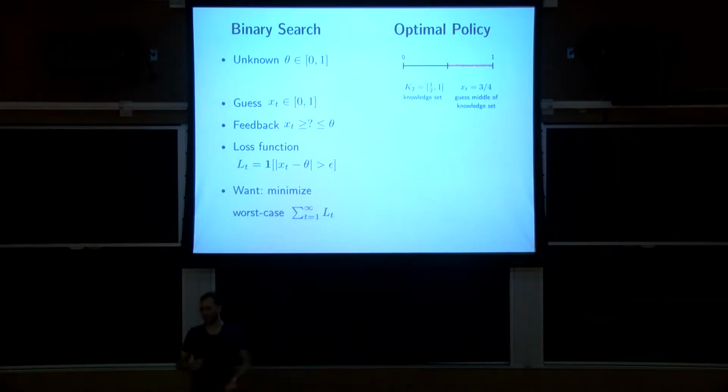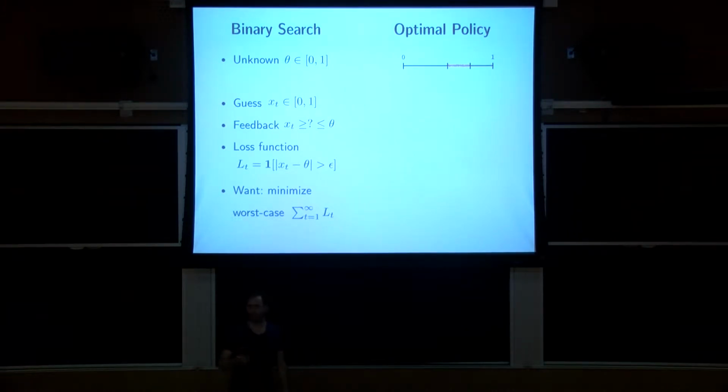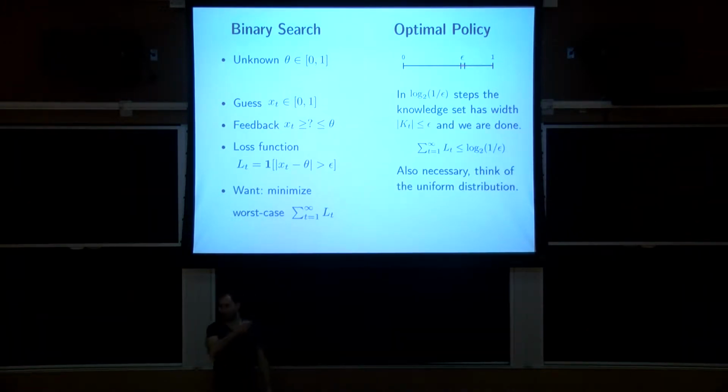And then you update your knowledge set. Now your knowledge is that theta is between 1/2 and 1. Guess in the middle. Get feedback, say theta is smaller or equal than 3/4. Continue. And you keep doing that until your interval is of size epsilon. At that point, you localize theta to within the precision you want, and then you are done. Then from that point on, after log 1/epsilon steps, you don't make any mistake anymore. That's it, and that's necessary. You can easily prove that you cannot do better than log 1/epsilon.